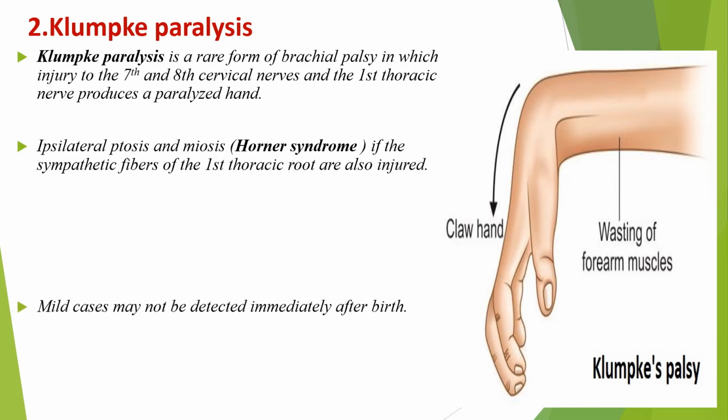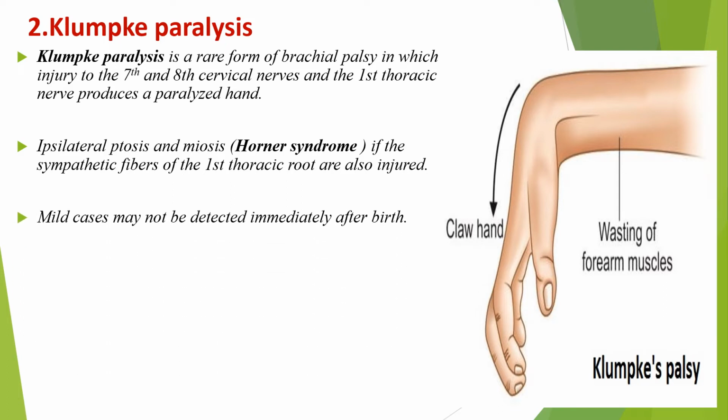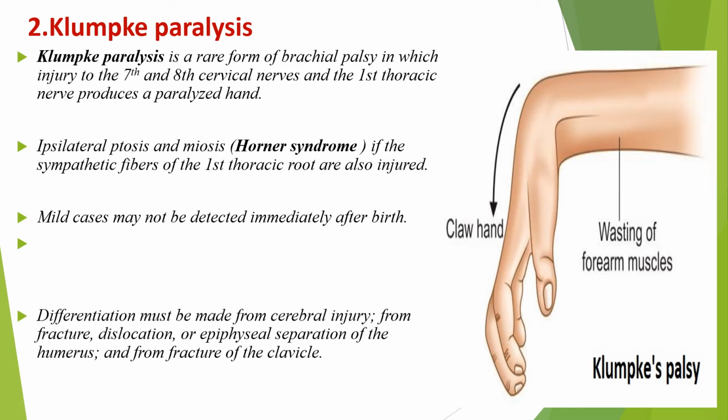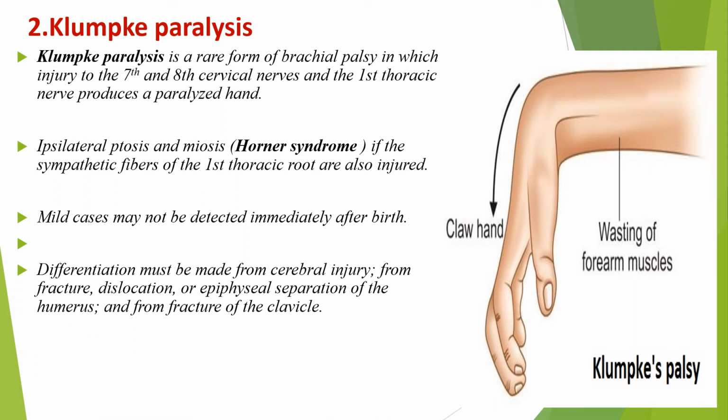Mild cases may not be detected immediately after birth, and differentiation must be made from cerebral injury, from fracture, dislocation or epiphyseal separation of the humerus, and from fracture of the clavicle. MRI demonstrates nerve root rupture or avulsion if done in the case of Klumpke's paralysis.